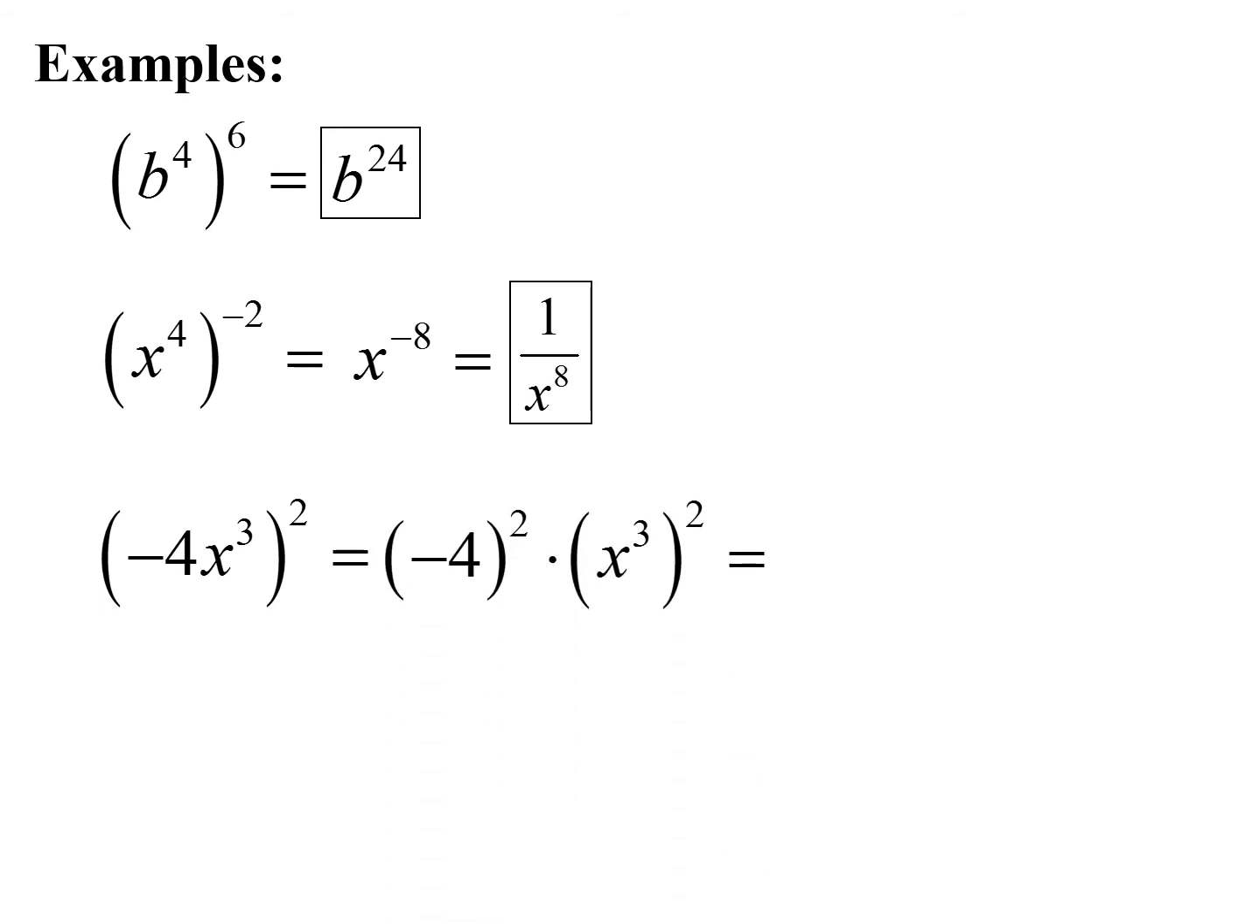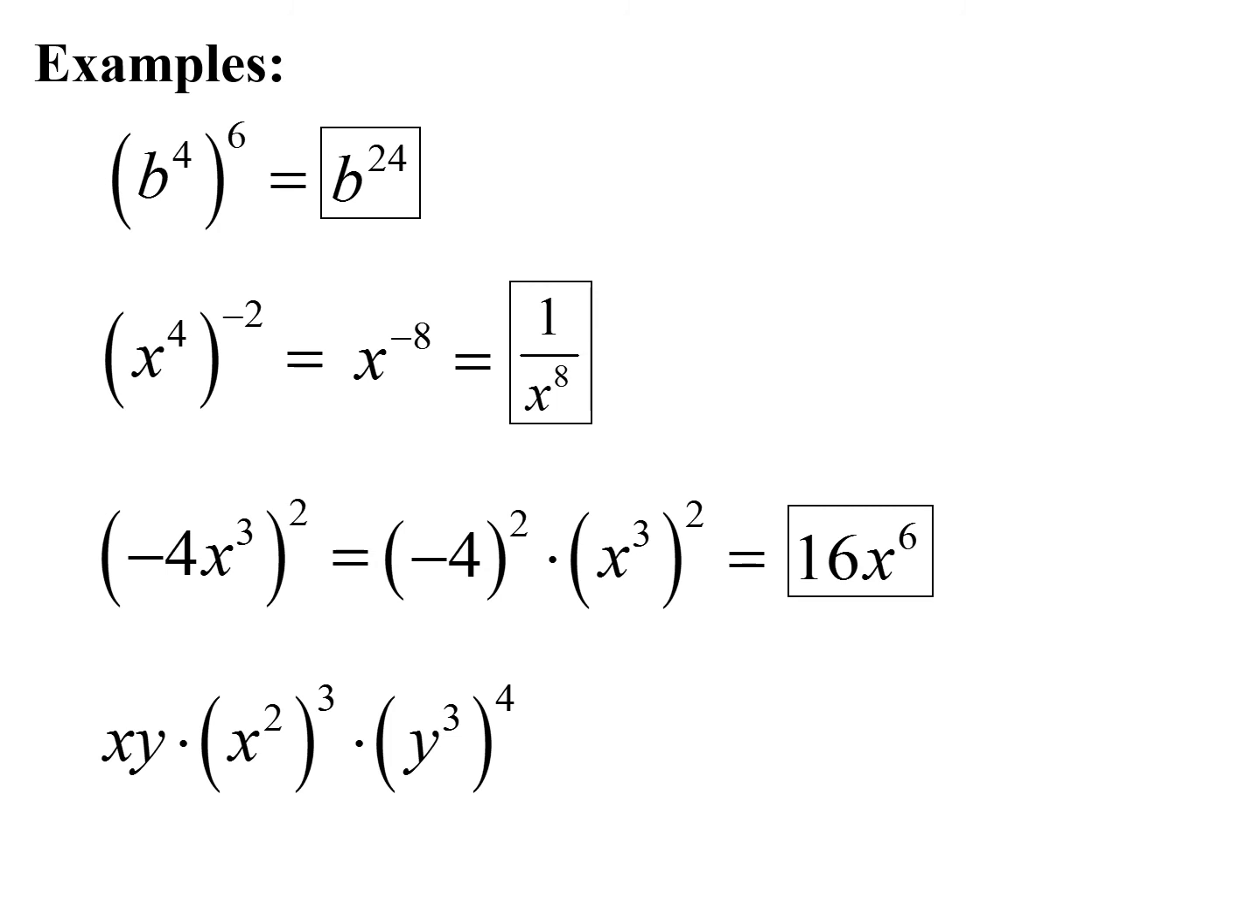So I get negative 4 squared times x cubed squared. Negative 4 squared is negative 4 times negative 4, which is positive 16. X cubed squared is power of powers, so I'm going to multiply my exponents. 3 times 2 is 6, so I get 16x to the 6th.